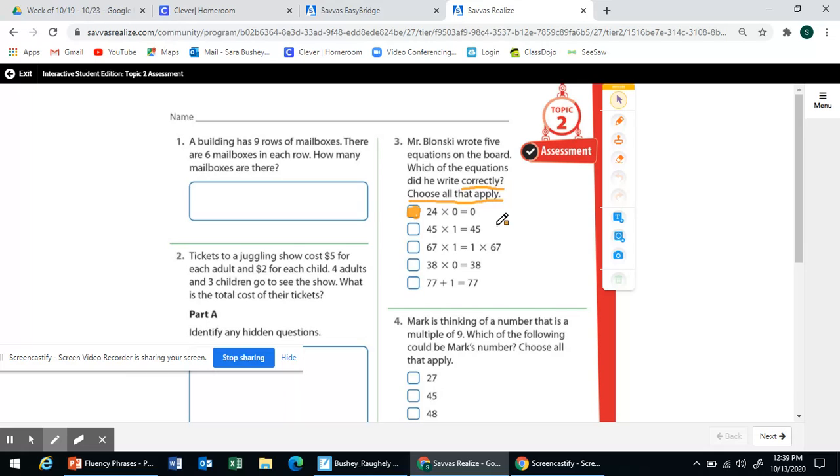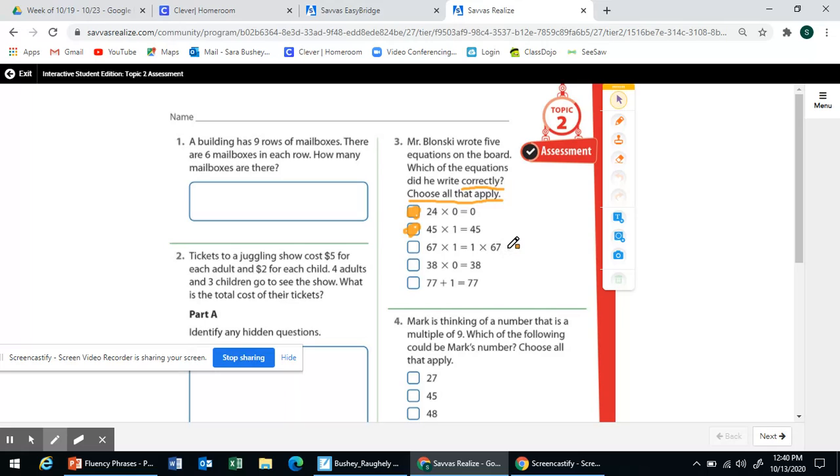45 times 1 equals 45. Did he write it correctly? You should have said yes. Yes, he wrote that correctly. We have a rule when we're multiplying with 1, that any time you multiply with 1, it is going to be the other factor as your product answer. And that also means there is 45 groups, 1 in each group. Well, if you added all those ones up, it would equal 45. So that is correct. Let's come down to the third choice.